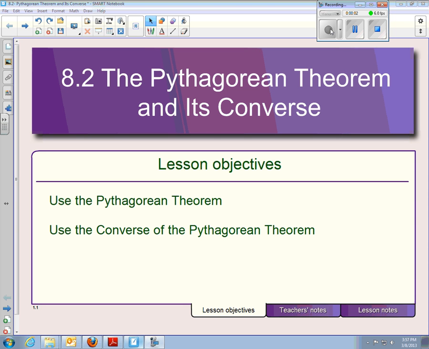Hey class, today we're going to start 8.2. Yes, we're going to do 8.2 before 8.1. When we get to 8.1, it'll make a little bit more sense on geometric mean. So 8.2 is Pythagorean Theorem and its converse.